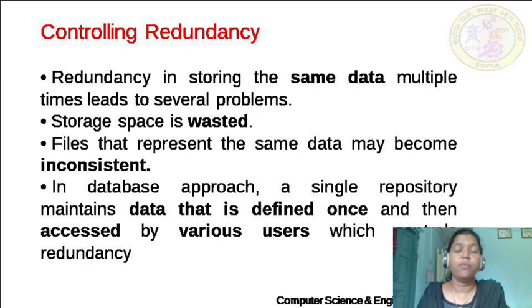So first problem. What will happen when I store the same data multiple number of times? Then space will be wasted, memory will be wasted, storage space is wasted. Okay, and then what will happen? Files that represent the same data will become inconsistent. Inconsistent means what? Invalid data.